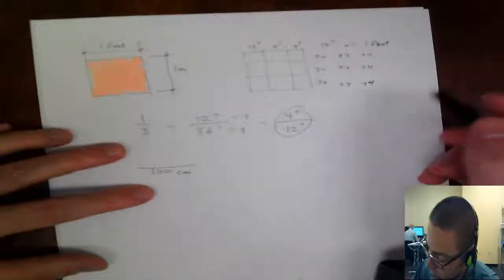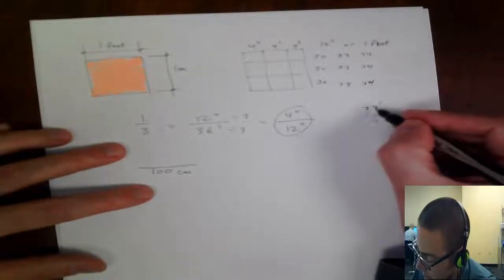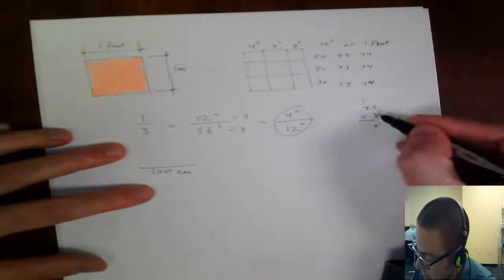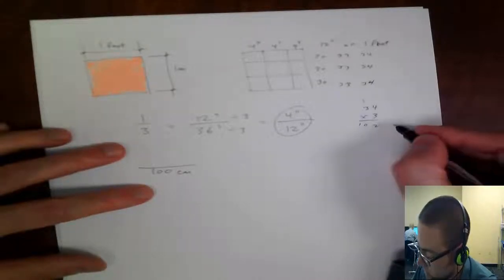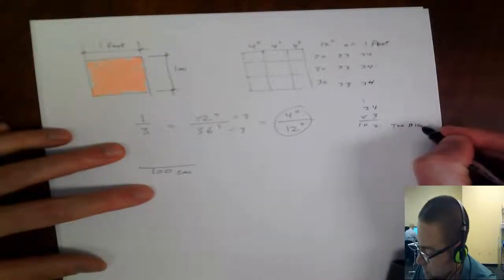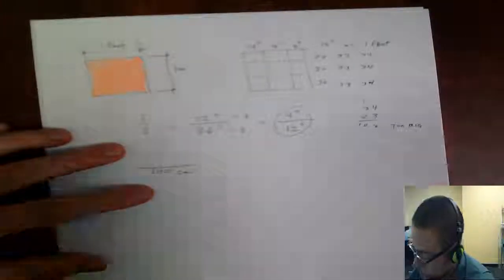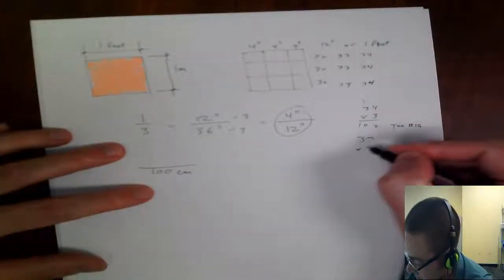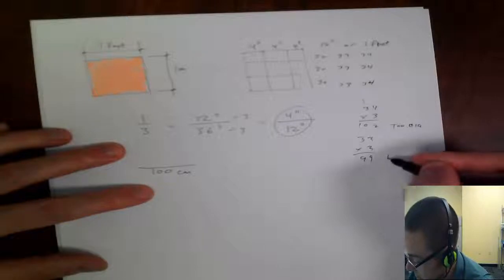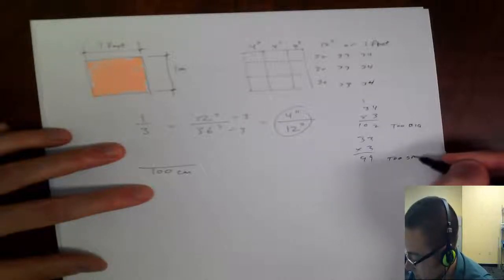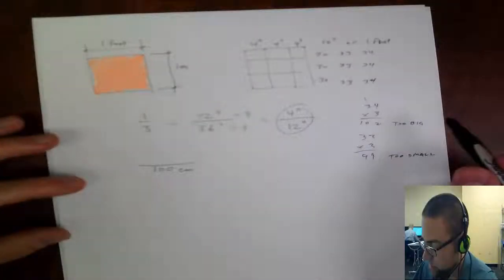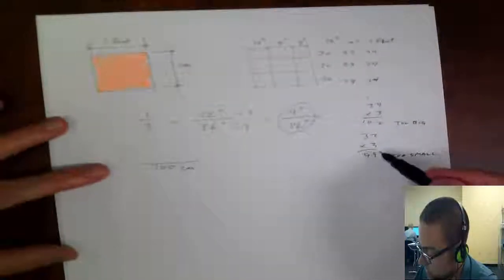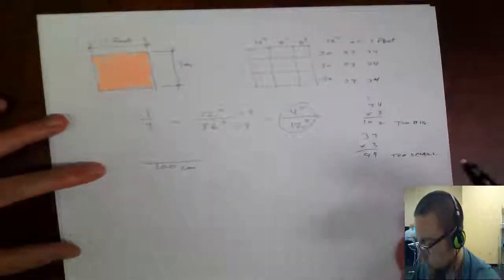34 plus 34 plus 34. So what's 34 times 3? 12, 9, 10. So 102. That's too big. Okay, so what I have here is 33 times 3 is 99. That's too small. And I have 34 times 3 is 102. That's too big. So it's something between 33 and 34.